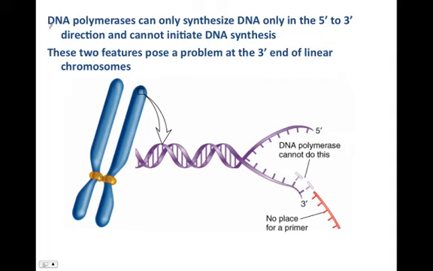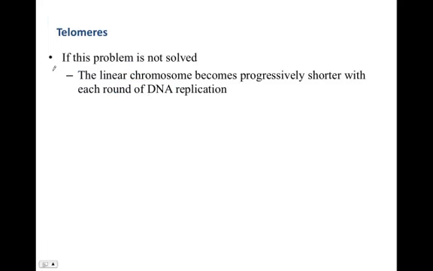So again, DNA polymerases can only synthesize DNA in the 5' to 3' direction. This is because of the requirement for the 3' hydroxyl to be used in the phosphodiester linkage. These two features pose a problem at the 3' end of a linear chromosome. Consequently, there's nowhere to place a new primer to fill in that gap. If this problem is not solved, the linear chromosome will become progressively shorter at the end of each DNA replicative round. Those single-stranded DNA fragments are unprotected and will be privy to degradation and damage.